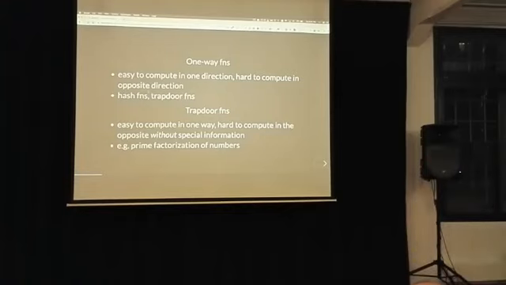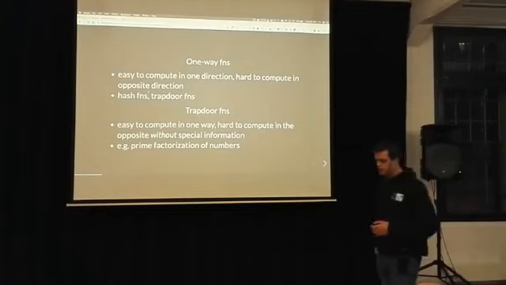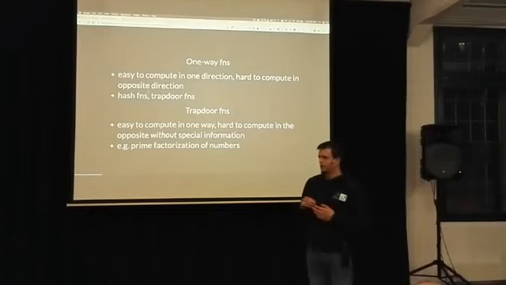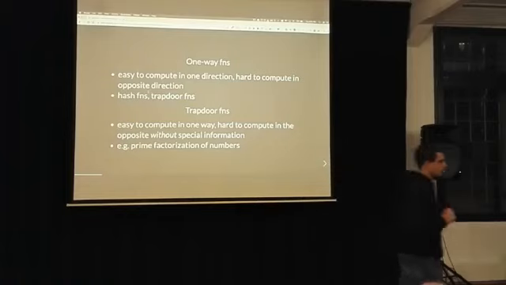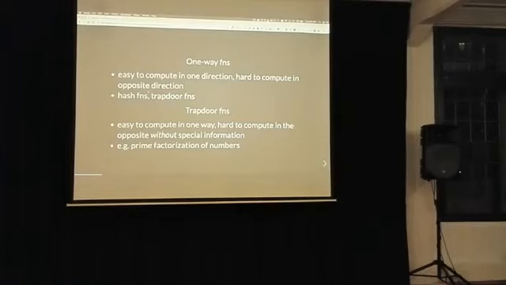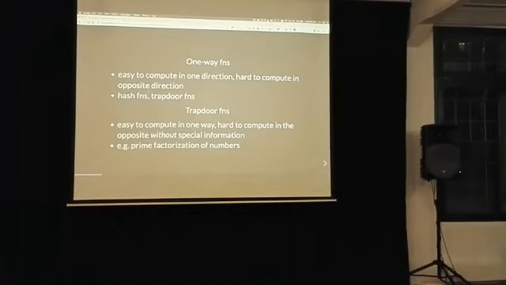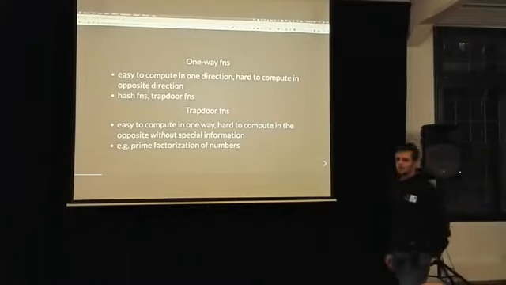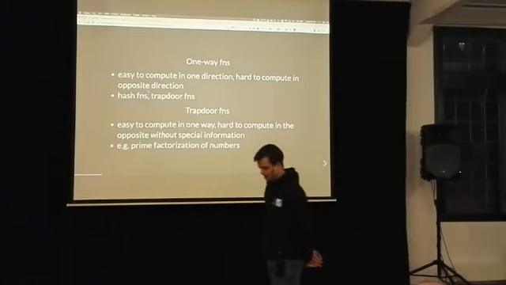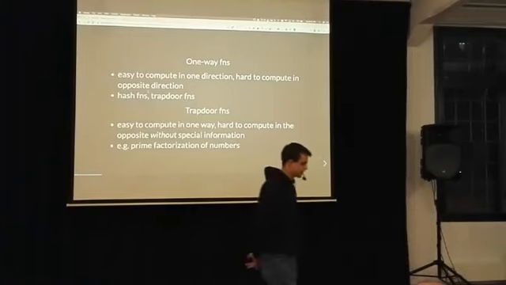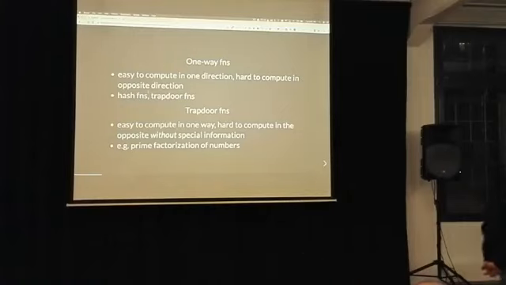The way this connects with public key cryptography is the encryption will be the one-way function, and the decryption will be the opposite way with the knowledge of special information, i.e. the private key. So we need to find some trapdoor functions in order to do public key cryptography. We're going to discuss three today. First one is factoring integers. Second one is the discrete log problem over finite prime fields. And the third one is the discrete log problem over elliptic curves.